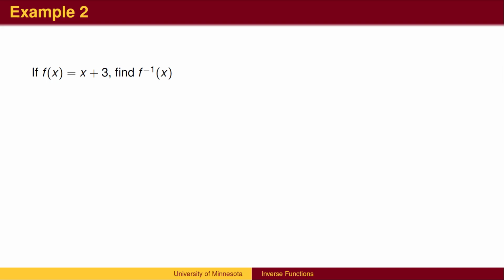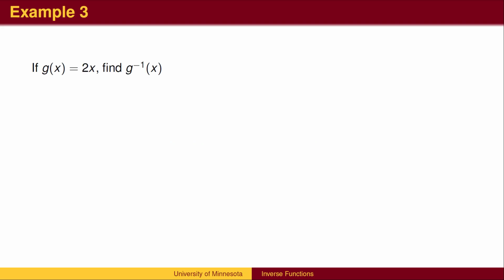Suppose f of x is the function that adds 3. We associate the function f with the equation y equals x plus 3. We already know that the inverse of this function should subtract 3, but let's find it symbolically. We interchange x and y and solve for y. The inverse function f inverse subtracts 3.